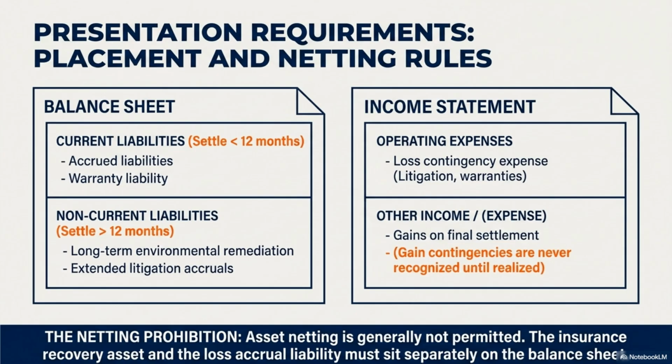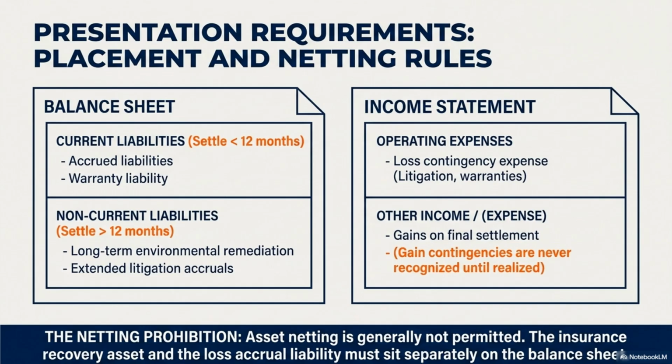Where does a contingent liability actually appear on the financial statements? Two things determine that: expected settlement timing and the nature of the item. On the balance sheet, the split follows the standard current and non-current rule. If settlement is expected within 12 months, the liability goes in current liabilities, labeled accrued liabilities, warranty liability, or litigation accrual depending on what is clearest. If settlement extends beyond 12 months, a multi-year environmental remediation, or a litigation matter not likely to resolve for 2 or 3 years, it sits in non-current liabilities.